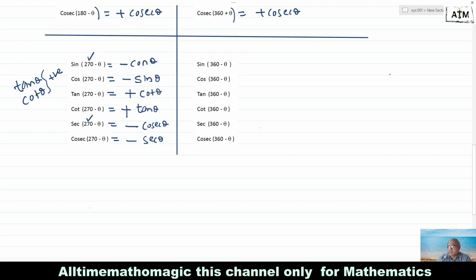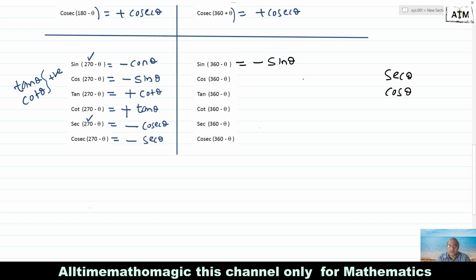360 minus theta is in the fourth quadrant. In the fourth quadrant, what are the positive ones? Sec is positive and cos is positive. The remaining are negative. And here is 360, so allied conversion is not allowed. Only you have to see the plus and minus sign, and you have to write down the same to same of the angle theta. That means sin(360 minus theta) will become minus sin theta.